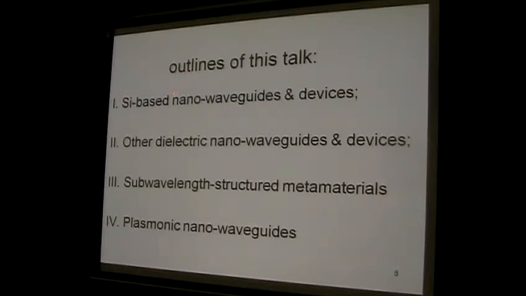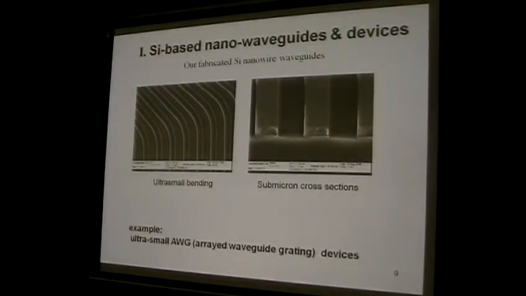So for this part of the lecture, I mainly go through several paths. First, we go through silicon-based nano waveguide devices. You utilize the high refractive index contrast to improve the integration density, and maybe some other ideas using dielectric nano waveguides and devices. And then we go to the subwavelength structured metamaterials, and finally the plasmonic nano waveguides. So first we look at the silicon-based nano waveguide.